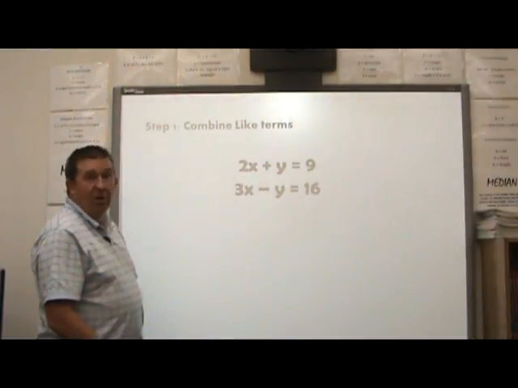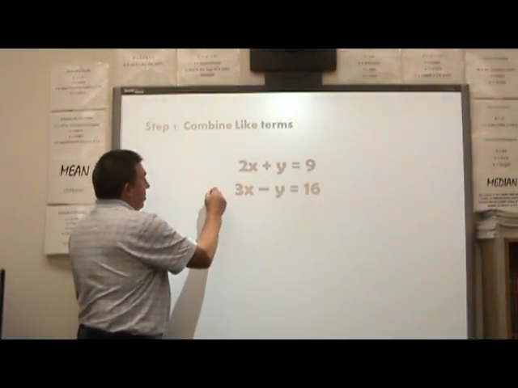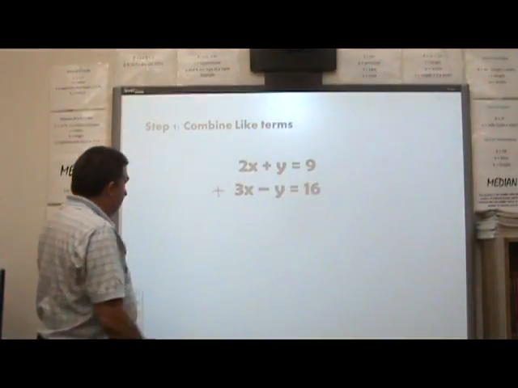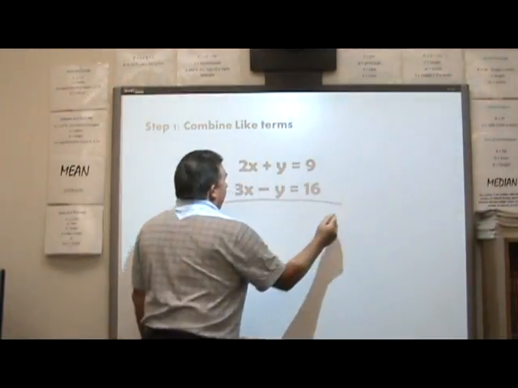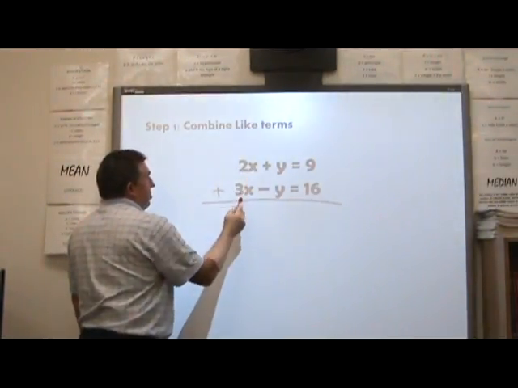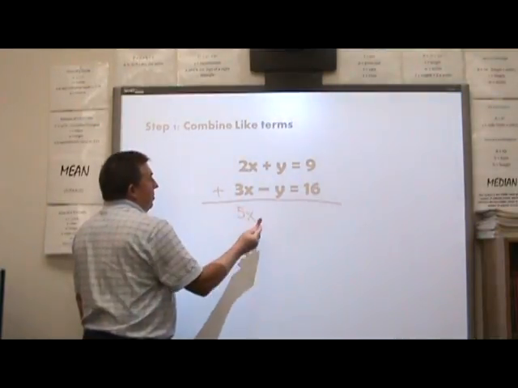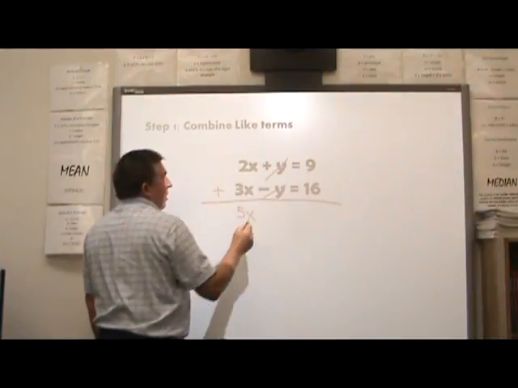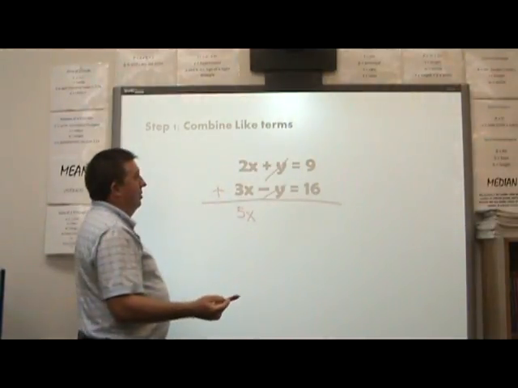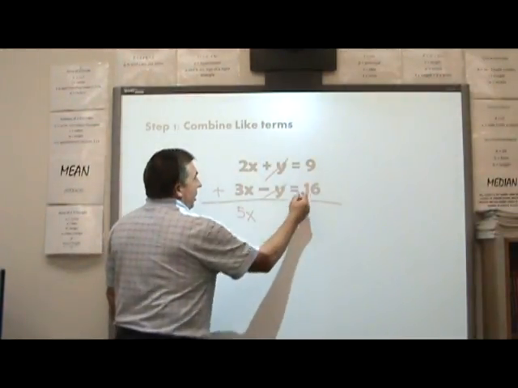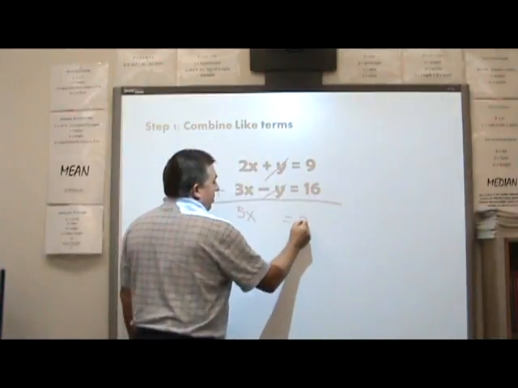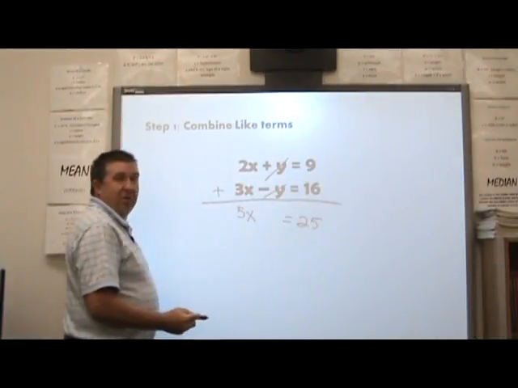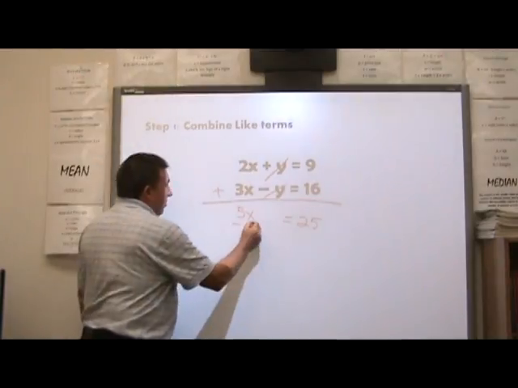So I'm going to do addition on this to eliminate the y and solve for x. 2x plus 3x is 5x. Positive y plus negative y cancels out. That's why you eliminate the y. That's called elimination. And then 9 plus 16 is 25. To find out what x is, then you divide by 5 on both sides.